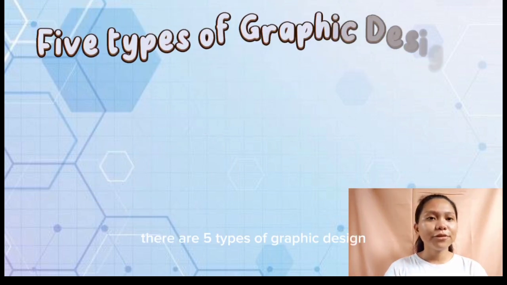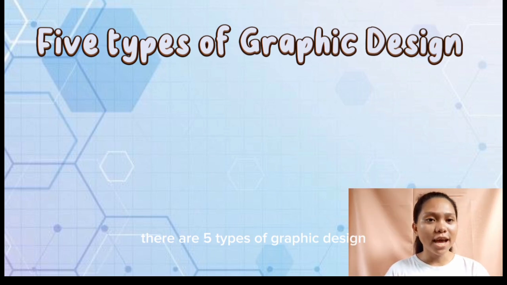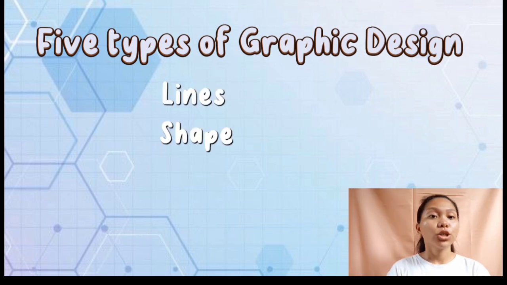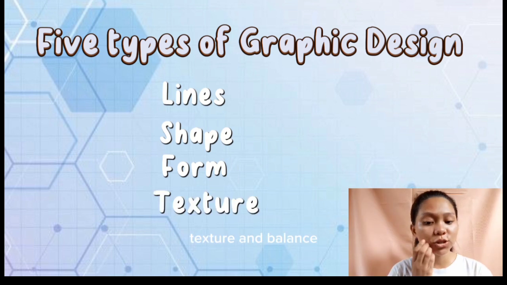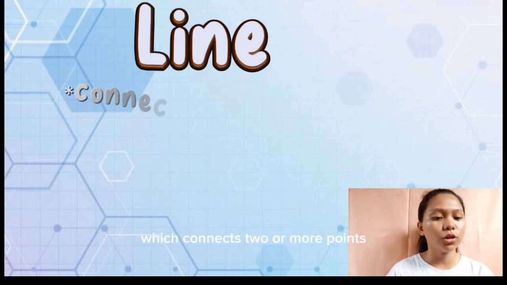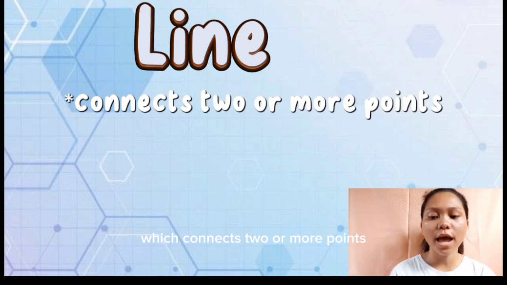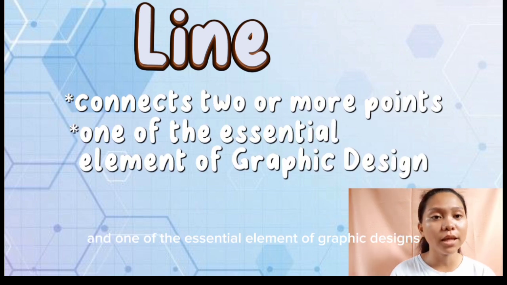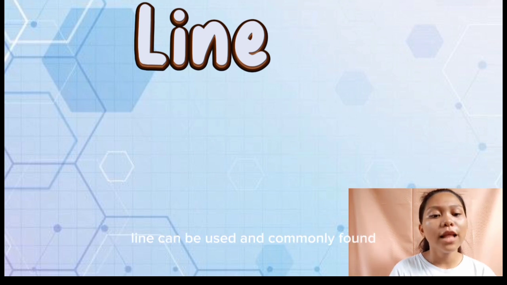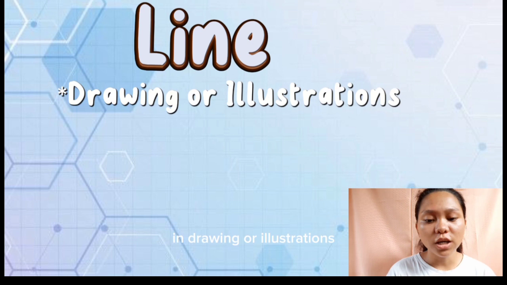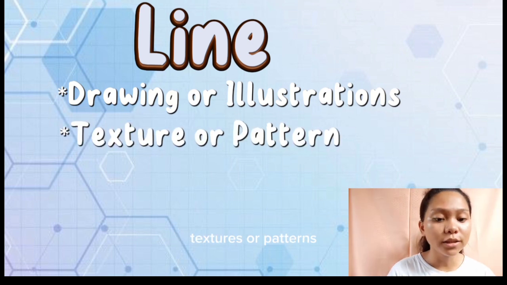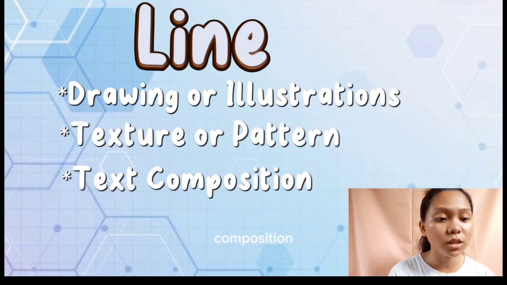There are 5 elements of graphic design. These are lines, shapes, form, texture, and balance. A line connects 2 or more points and is one of the essential elements of graphic design. Lines are commonly found in drawings or illustrations, textures or patterns, as well as text composition.